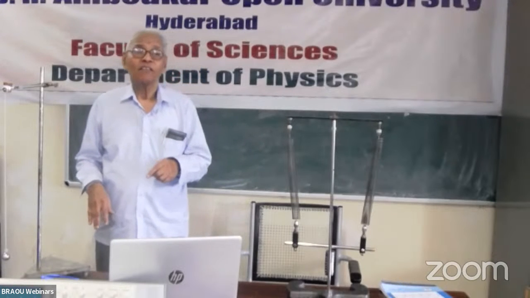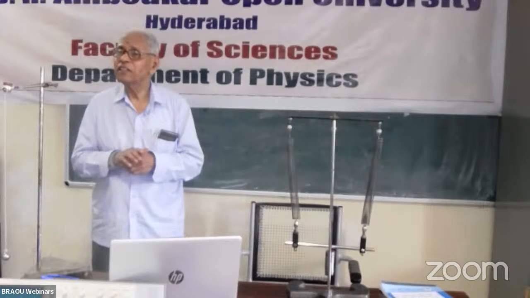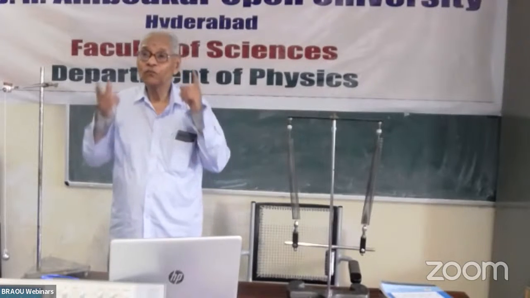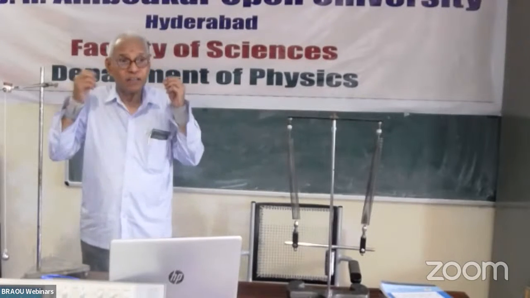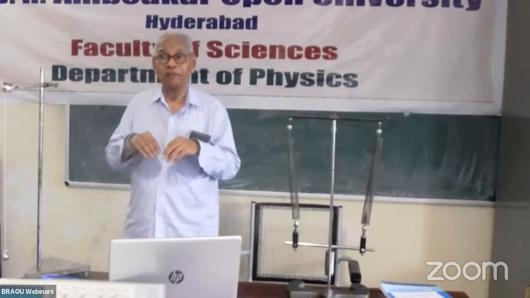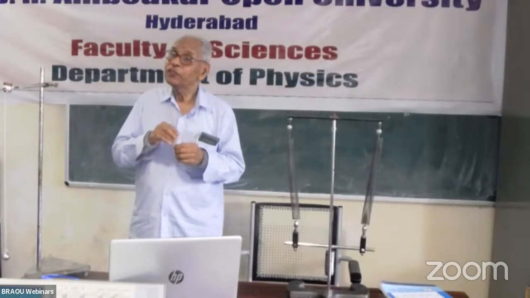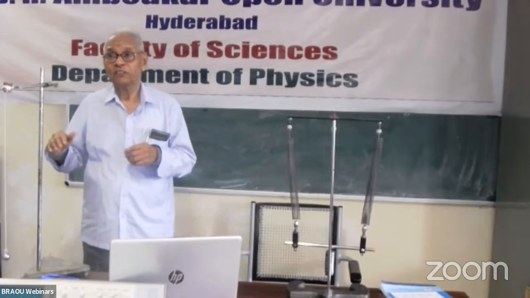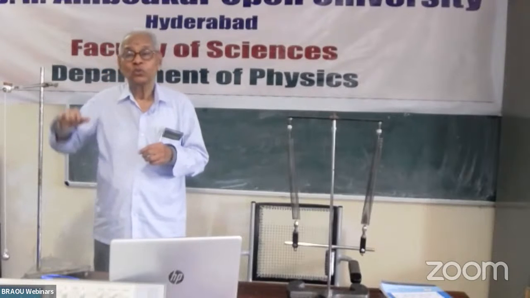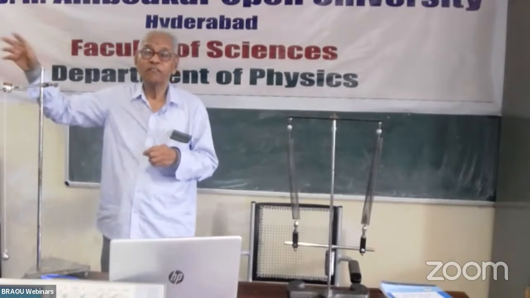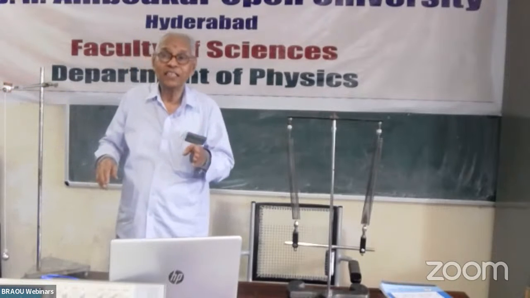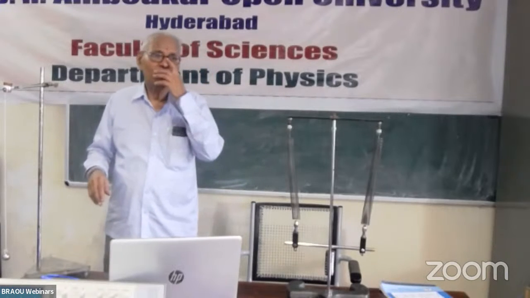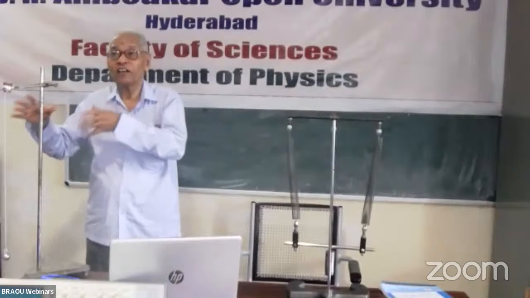Ultrasonics. What are ultrasonics? What are not ultrasonics? You must know. The sound frequencies usually audible to human beings: minimum is 20 hertz, maximum is 20 kilohertz, 20,000 hertz. So above 20 kilohertz, you have ultrasonics. Below 20 hertz, there is a name called infrasonic. Our interest is more in ultrasonics.